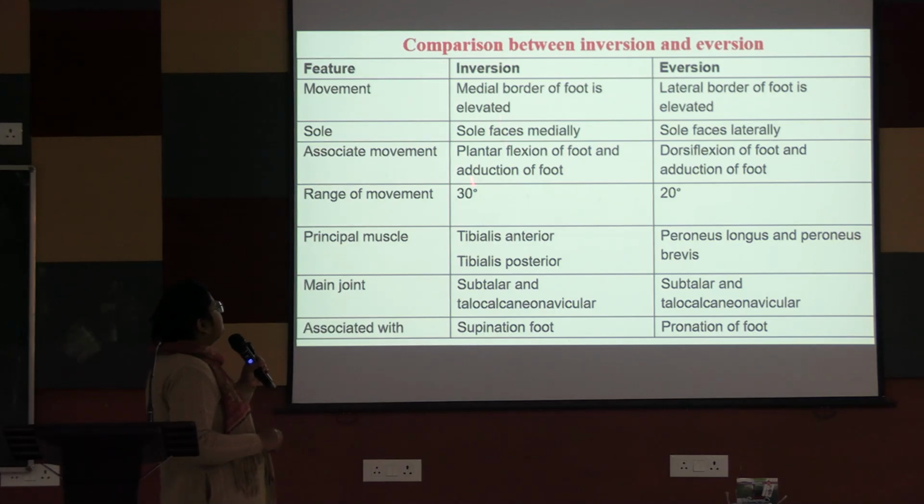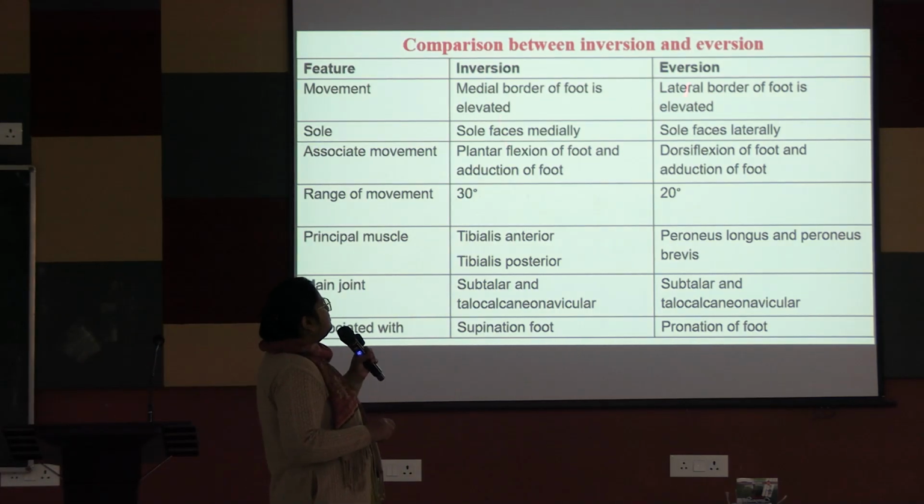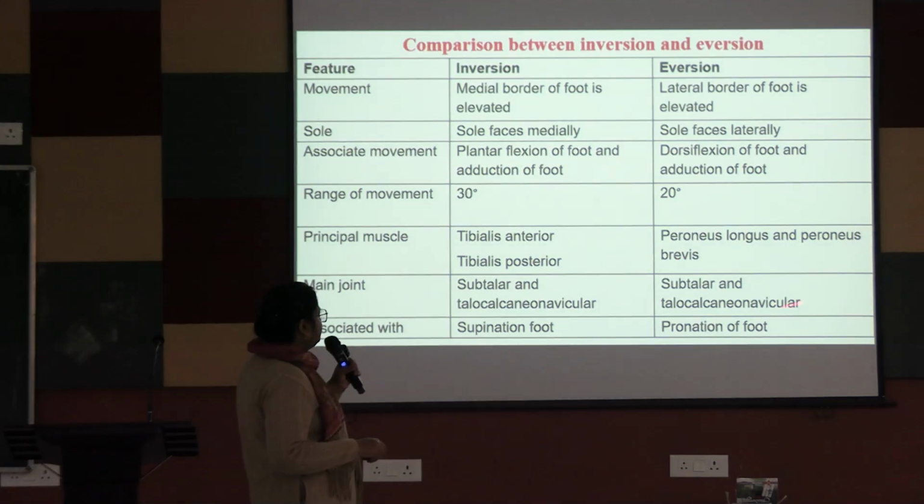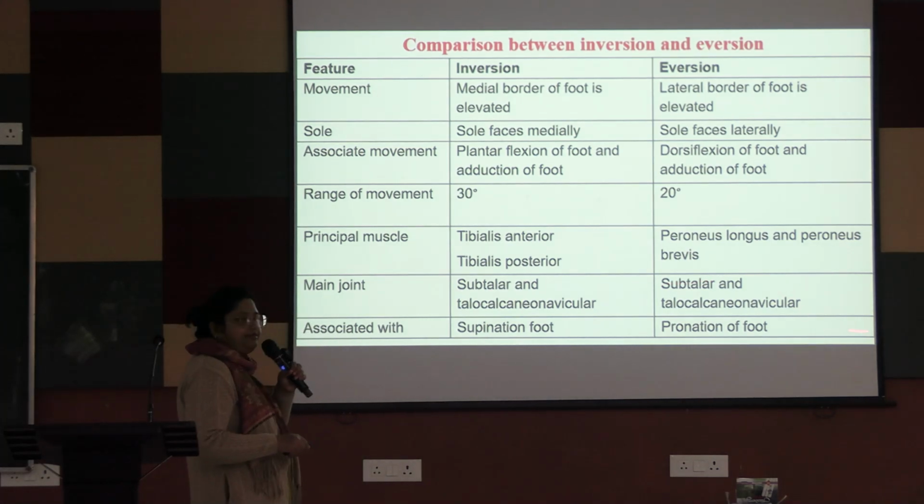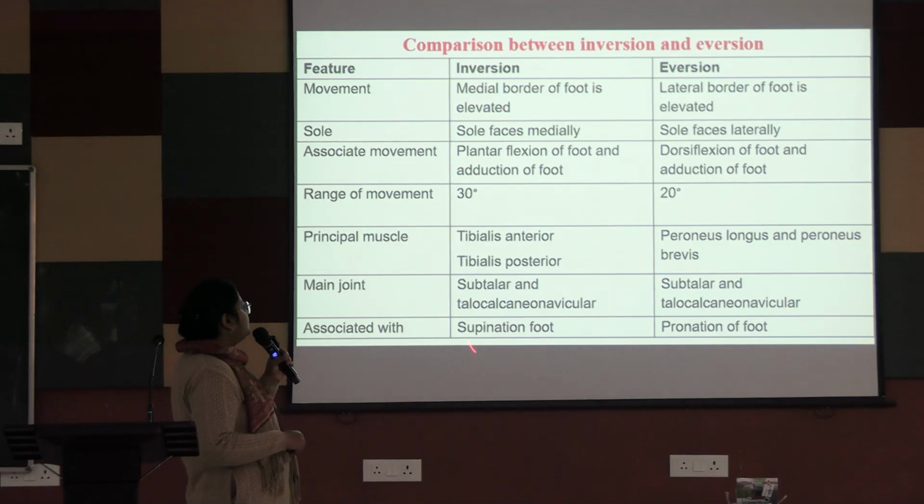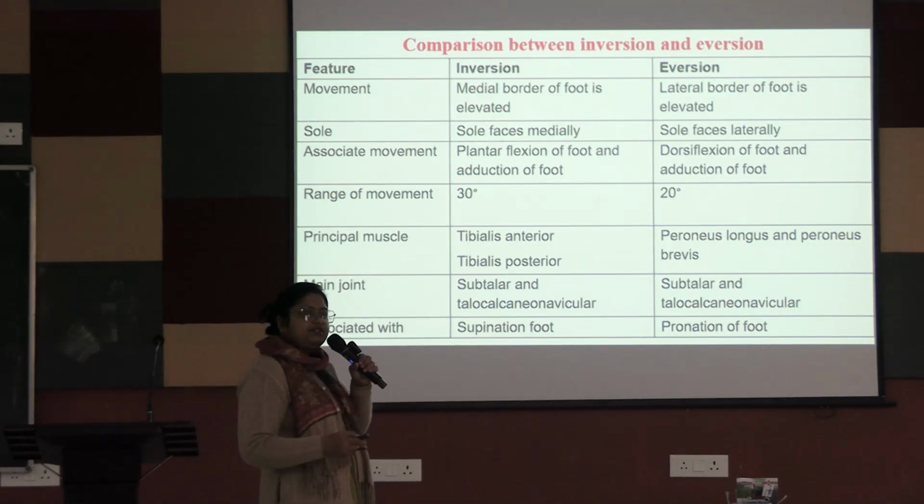Principal muscles for inversion are tibialis anterior, tibialis posterior. And for eversion, peroneus longus, peroneus brevis. Main joints involved are the same, the subtalar joint and talocalcaneonavicular joint. And inversion is associated with supination, eversion associated with pronation of the foot.